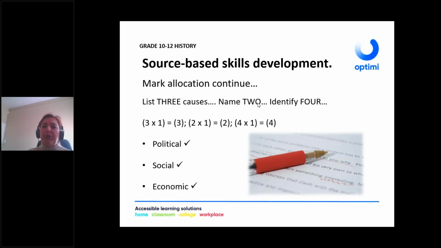Mark allocation continued. Then we also get marks like 3 times 1, 2 times 1 equals 2, 4 times 1 equals 4. So this is basically 3 things for 1 mark each, 2 things, 4 things. So this would typically be: list 3 causes of the French Revolution. Name 2 things in the source that determine whatever. Identify 4 reasons in the source for this. Then you just briefly, in bullet point format, underneath each other, name those 3 things, list those 3 things, name those 2 things or identify those 4 things for that type of marks.